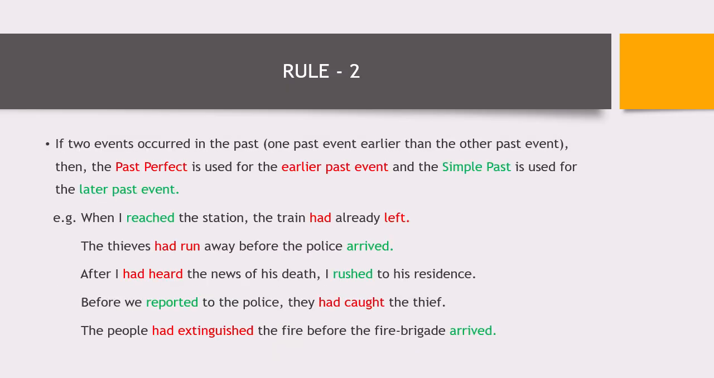Rule 2. If two events occurred in the past, one past event earlier than the other past event, then the past perfect is used for the earlier past event, and the simple past is used for the later past event. For example, when I reached the station, the train had already left. The thieves had run away before the police arrived.